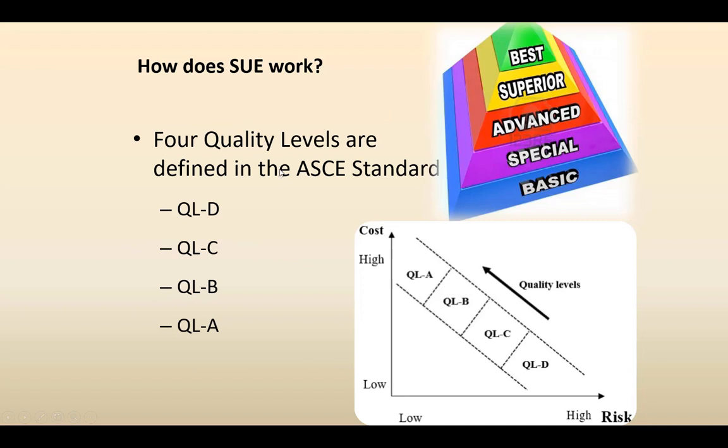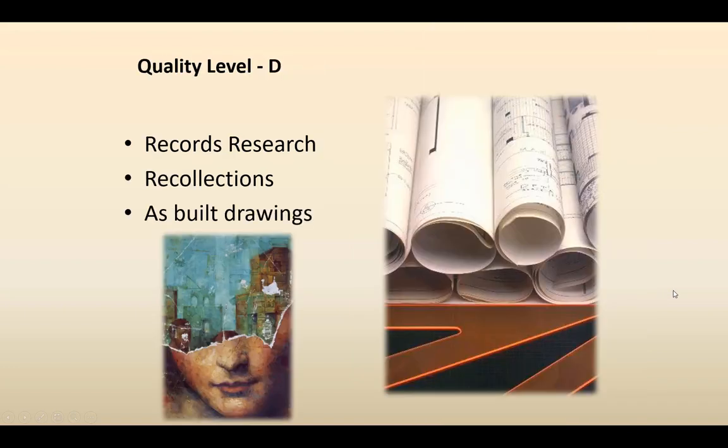So 4 quality levels, as we discussed, quality level D, C, B and A. Risks are highest if we are at the lowest quality level. Risks are reducing as we go to a higher quality level, and of course the cost is going higher as we go to increasing levels of quality.